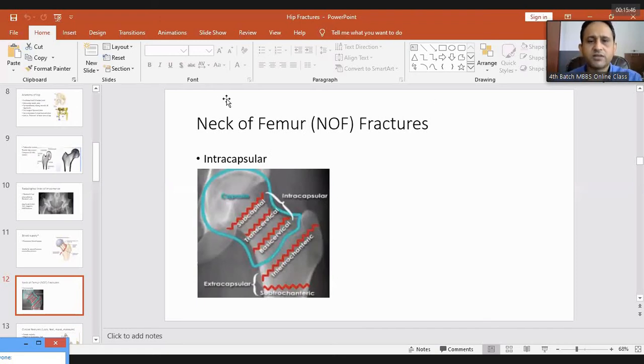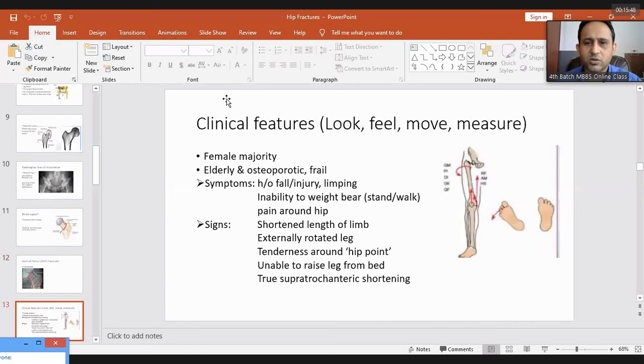So clinical features for any fracture. In medicine you have inspection, auscultation, palpation, percussion, and those things. In orthopedics, it's look, feel, move, and measure. Clinically, females are more prominently affected. It's typically a quite elderly female patient, a frail, osteoporotic lady. They present with a history of fall or trivial injury.